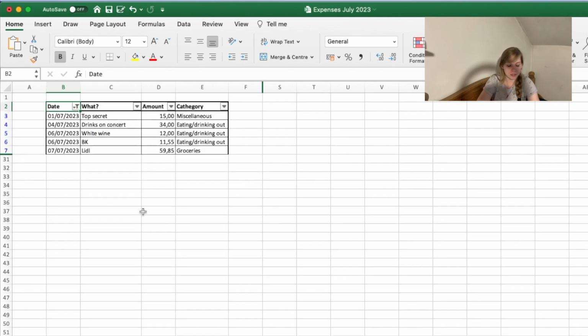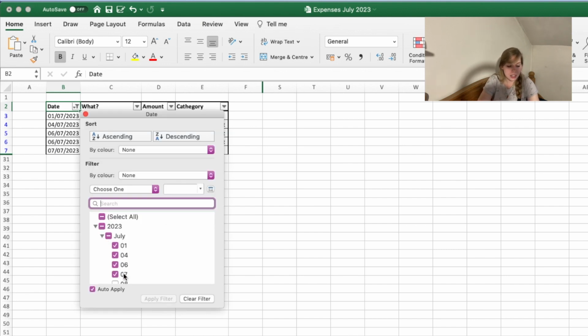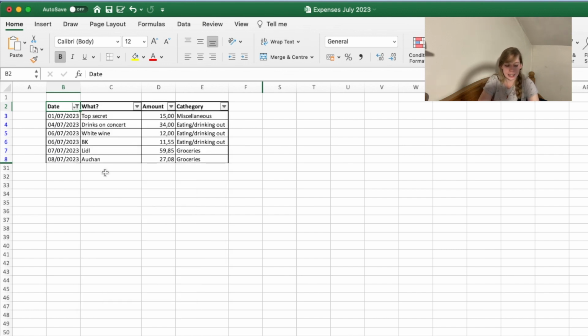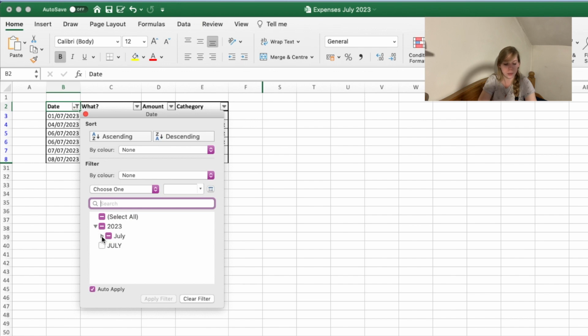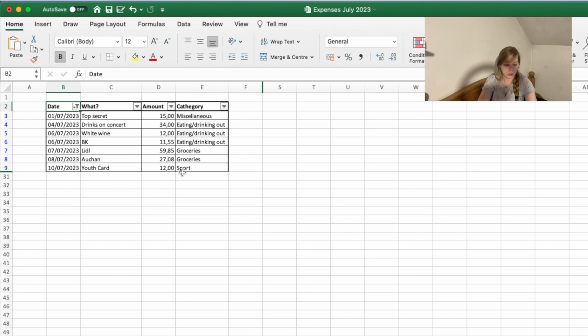Next one, 7th of July, Lidl groceries, almost 60 euro. That probably lasts me for around a week. Then I did additional groceries in Auchan for 27 euro. I had my friends over the day after, or the same day, I don't remember. So I bought some stuff for them as well. So that was definitely more than usual.